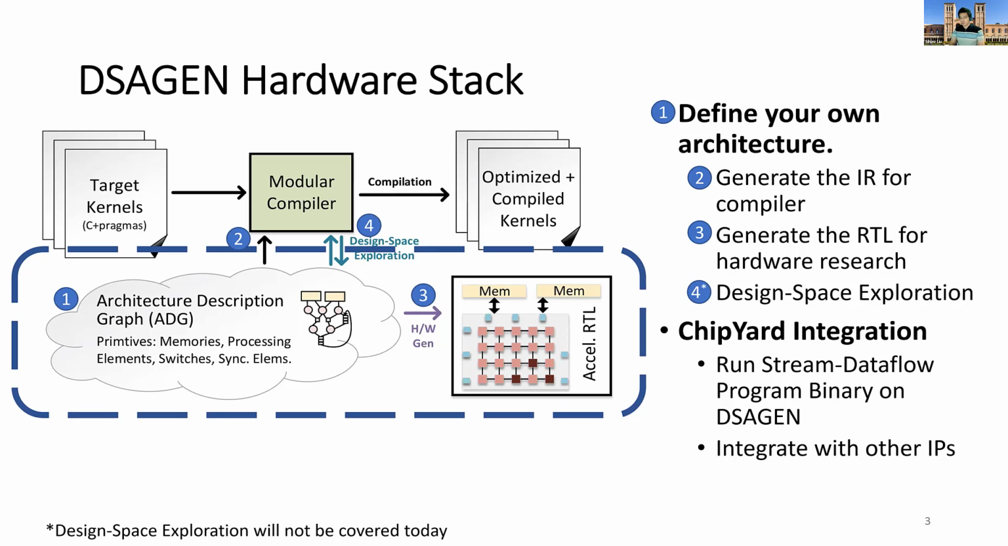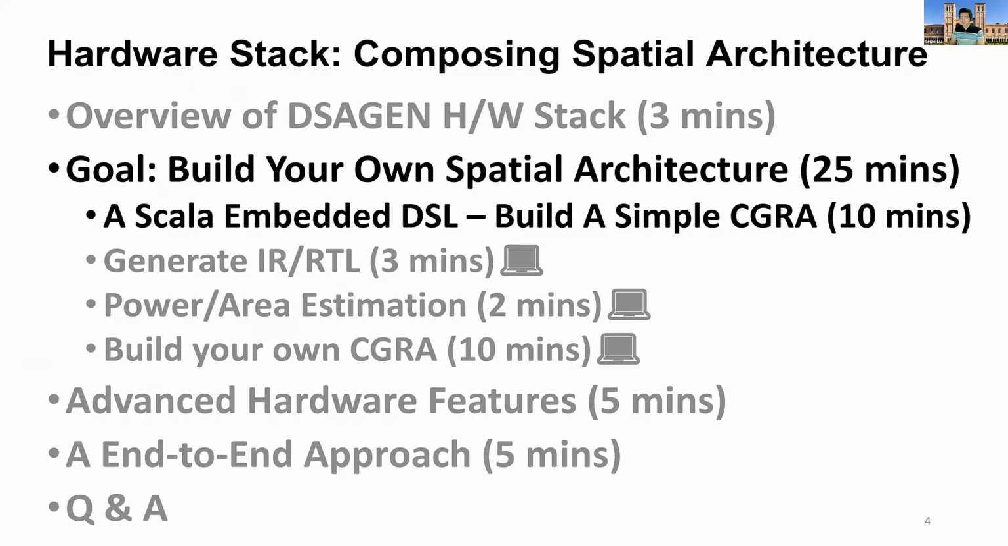The third thing is that we want to generate RTL, like Verilog, from the architecture that we just designed, so that we can complete the full digital backend work, like logic synthesis, layout, or even tape-out. And last but not least, we want to take some insight from the compiler to improve the hardware design. That is where we do design space exploration, but this part will not be covered in this tutorial. Okay, so let's get started.